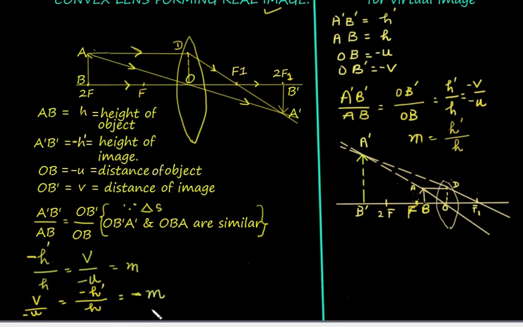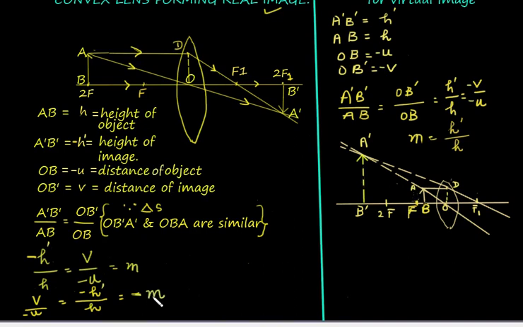Problems may be asked from this section and you have to use one of these two representations as per the data given in the problem. If you are given distance of the image and distance of the object, you can directly use this formula. If height of the image and height of the object is given, then you may use this formula to find linear magnification. Anyway, this quantity for real image is negative.